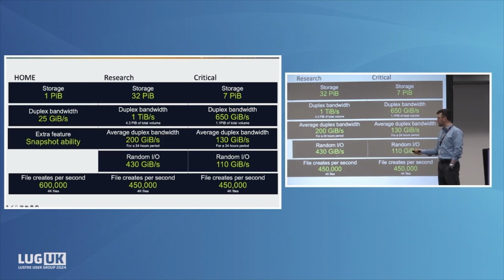We have some random I/O requirements that weren't as strict as the others, because this was way more difficult for the vendor to achieve. And we had quite a significant number of file creates per second for the research. And the same for critical.